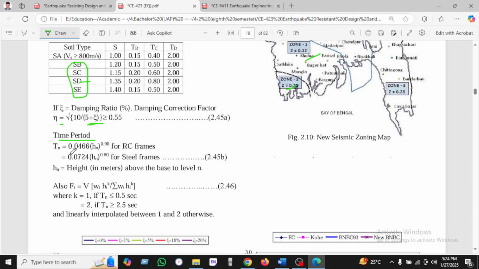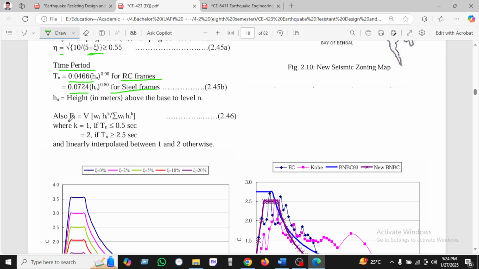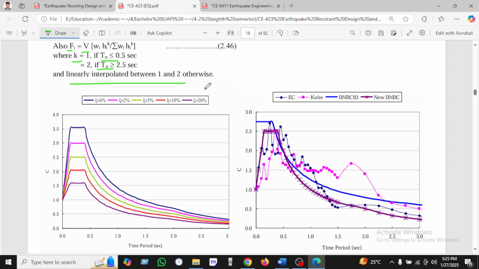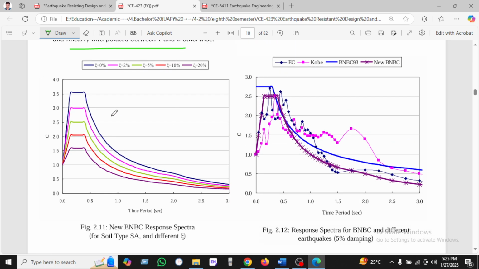So we can use the time period Ct equal to 0.04 for RC structure, and 0.0724 H to the power 0.8 for steel structure. So in this way we can calculate the F, which is Fi equal to V times WiHi divided by the summation of WiHi, and K is found from the condition of T. And linear interpolation we can use, then we can find this type of spectra, and BNBC response spectra for SA, SB, SC, SD with respect to the different soil parameters.